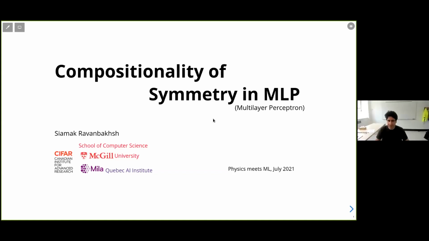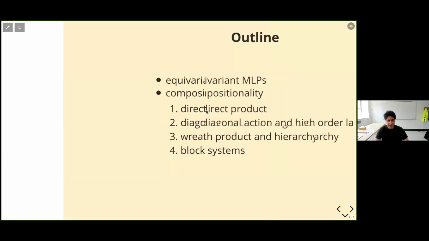Thank you very much, and thank you to the organizers for inviting me. I'll talk about compositionality of symmetry in MLPs. This is the outline of the talk.